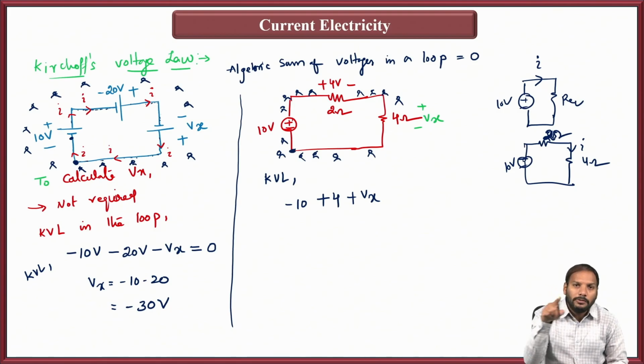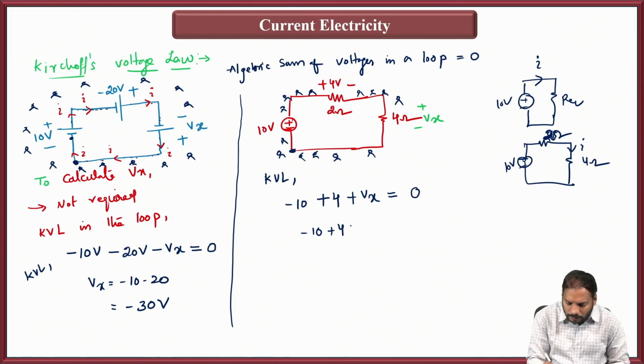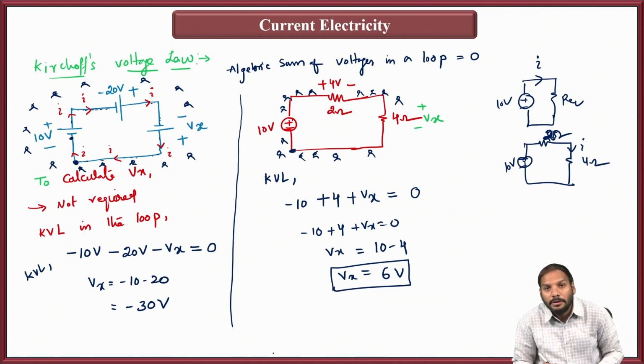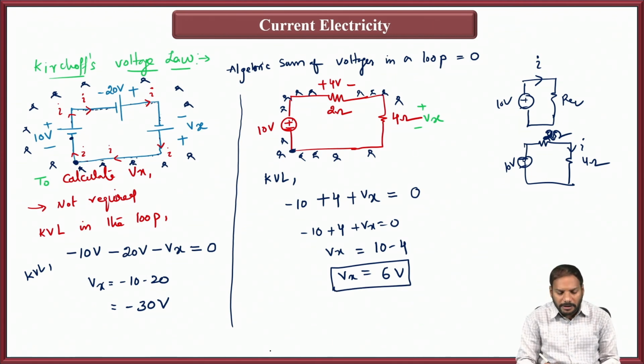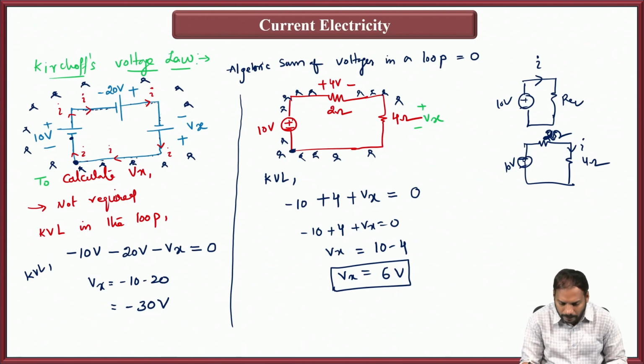That means you walk around the loop to calculate the value of Vx. KVL says the algebraic sum of voltages is exactly equal to 0. So from this analysis, minus 10 plus 4 plus Vx is equal to 0. So Vx is 10 minus 4, which is equal to 6 volts. The value of Vx is exactly 6 volts. Without calculating the current in this loop, you can easily apply KVL.